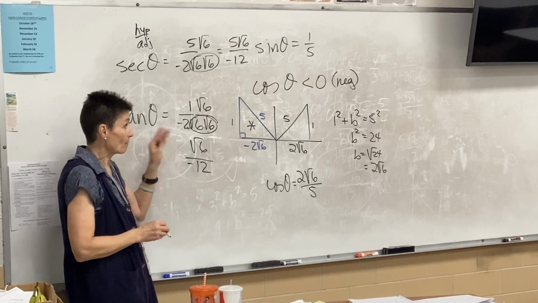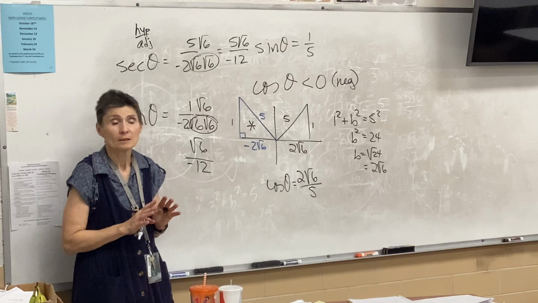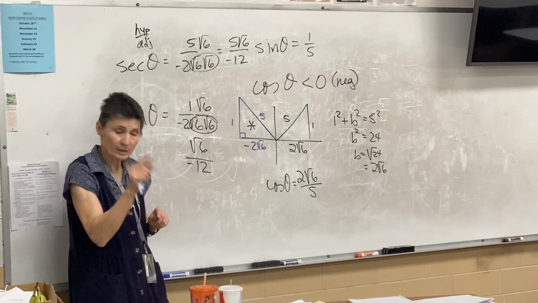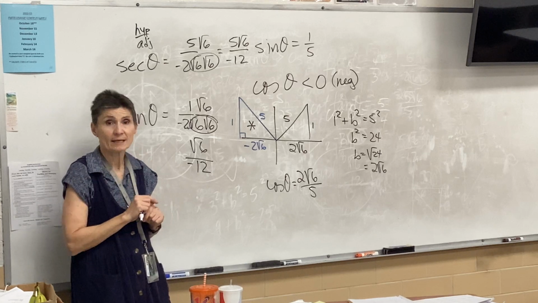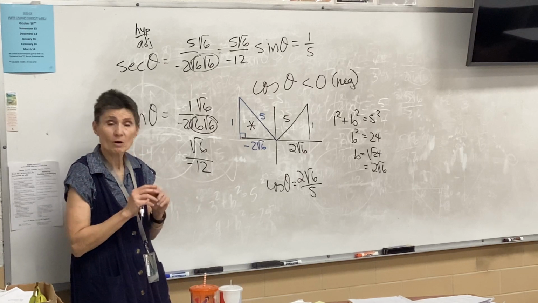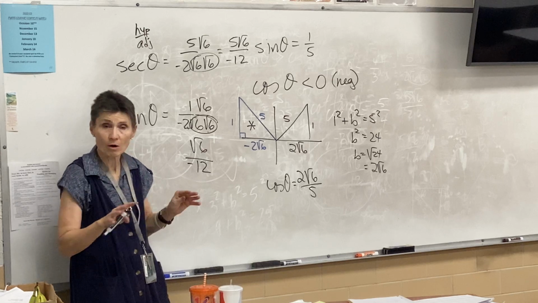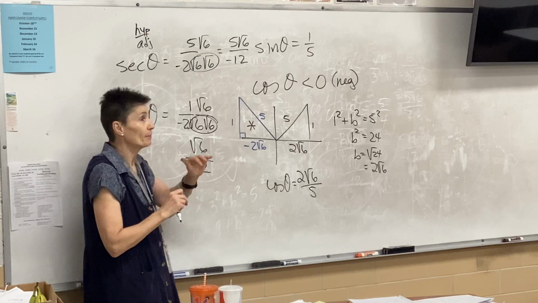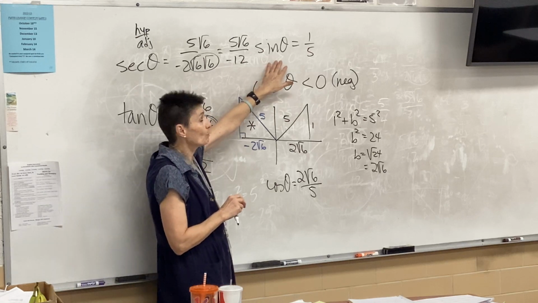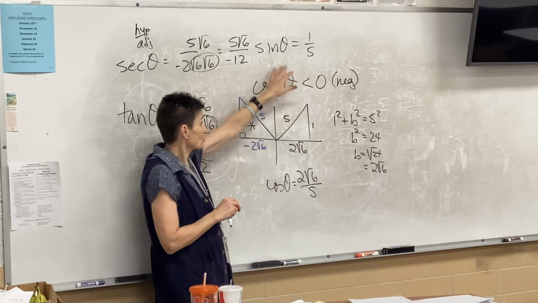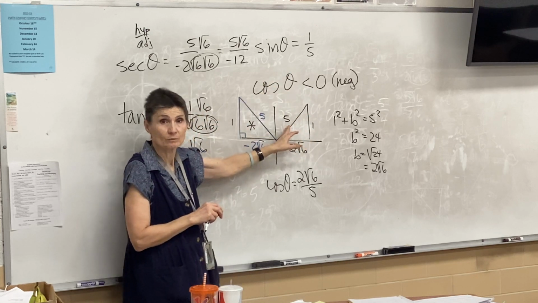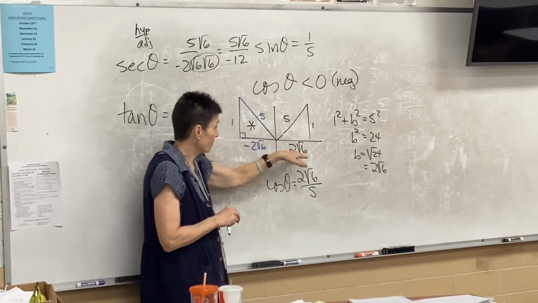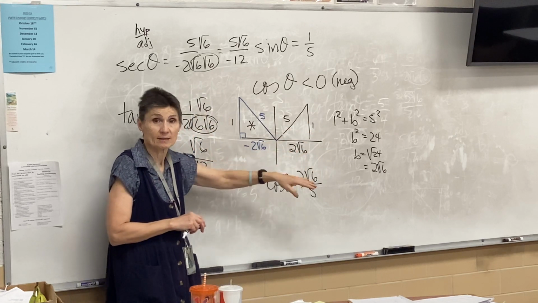Now I know that problem is a lot. So if you got lost in there somewhere, hit rewind and go through that again. Those steps are important. They're not hard. There's just a lot to think about. So quick recap. They told me the sine was a positive 1/5. So I went ahead and drew it like I always draw it. There it is. I did my Pythagorean theorem and found out that the other side was 2√6.